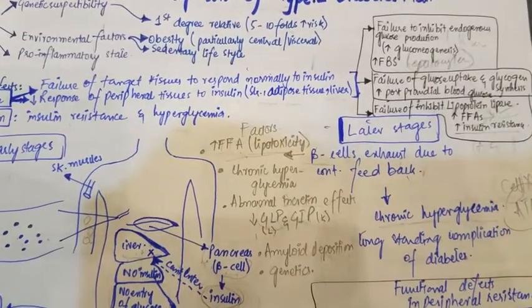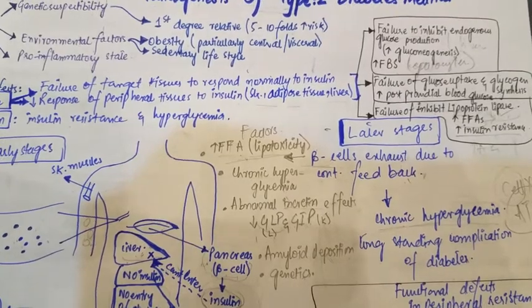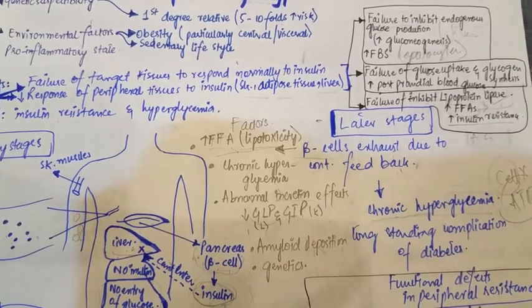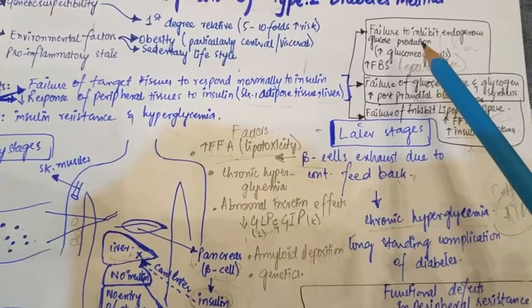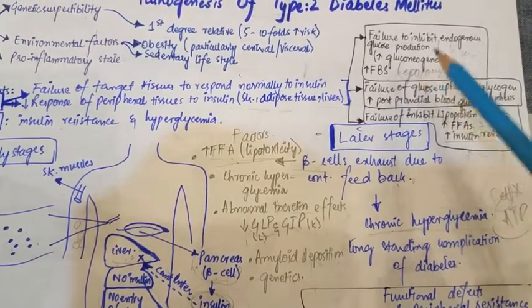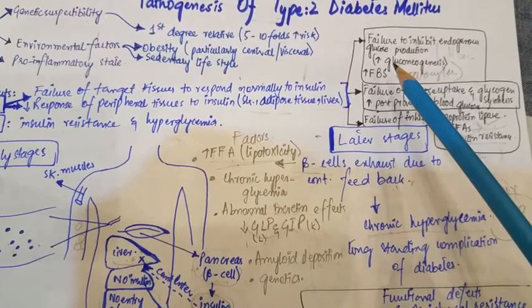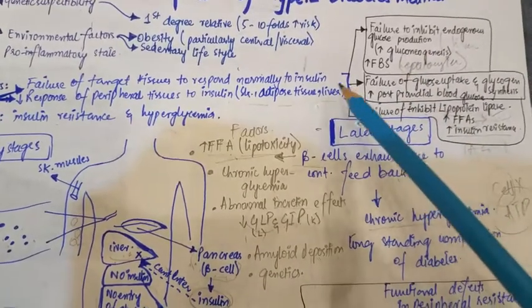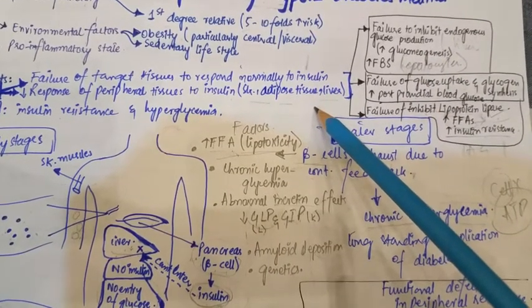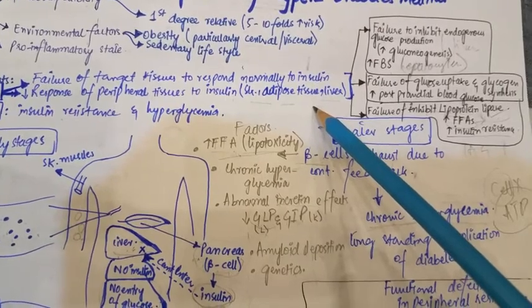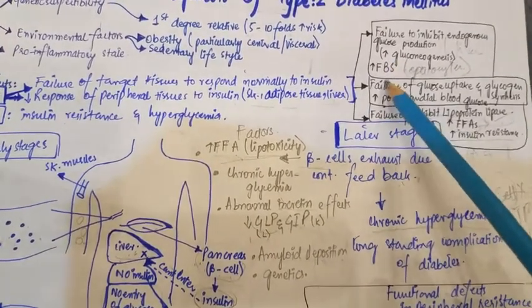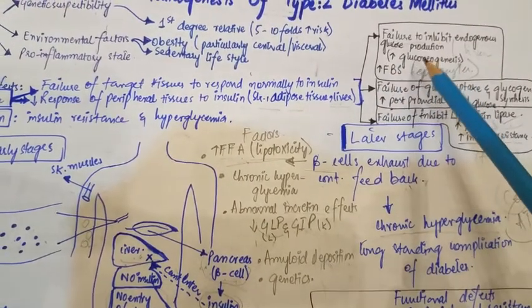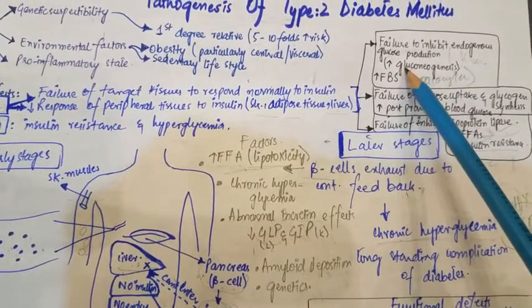What is the end result of insulin resistance? Failure to inhibit the endogenous glucose production. Why is there a failure of inhibition of endogenous glucose production? Because when no glucose enters the cell, it continuously gives the response that we do not have any glucose, so we need glucose. As a result, glucose production increases in the body, with increased gluconeogenesis.